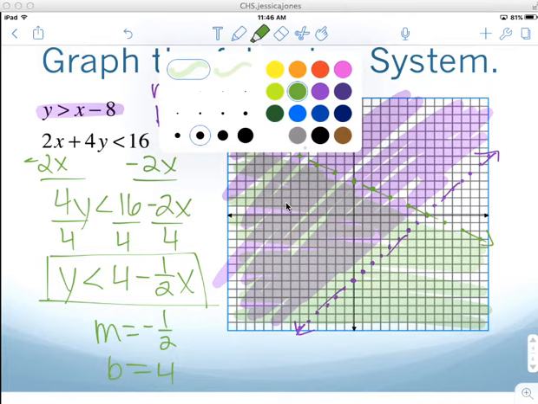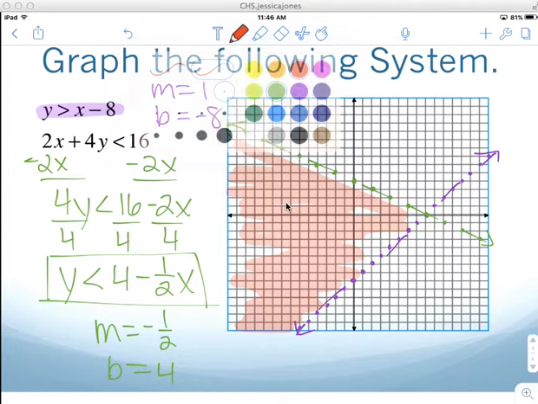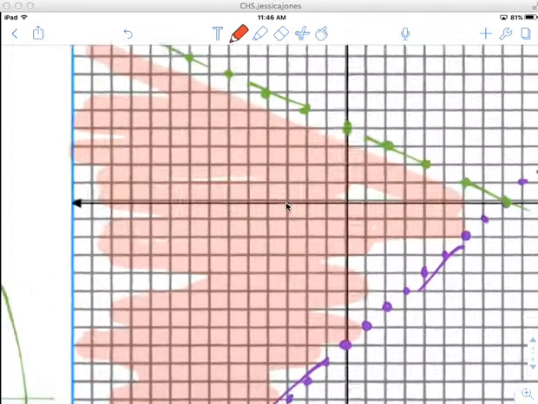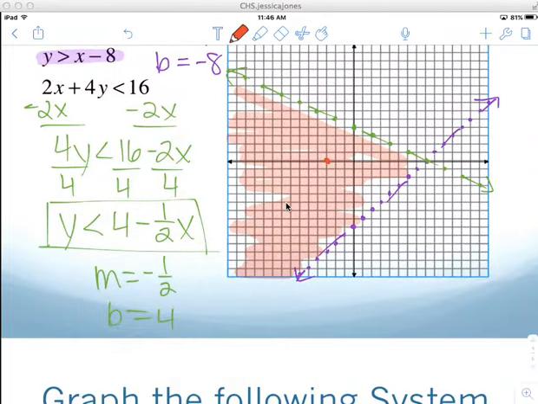So I'm going to reshade over where they meet in red. And erase my extra blue and green. Now, I might ask you what a possible solution is to this system of inequalities. It is any point that applies for both inequality signs. So it could be anything in the shaded region. For example, (-3, 0) could be a possible solution because it's in the shaded region.